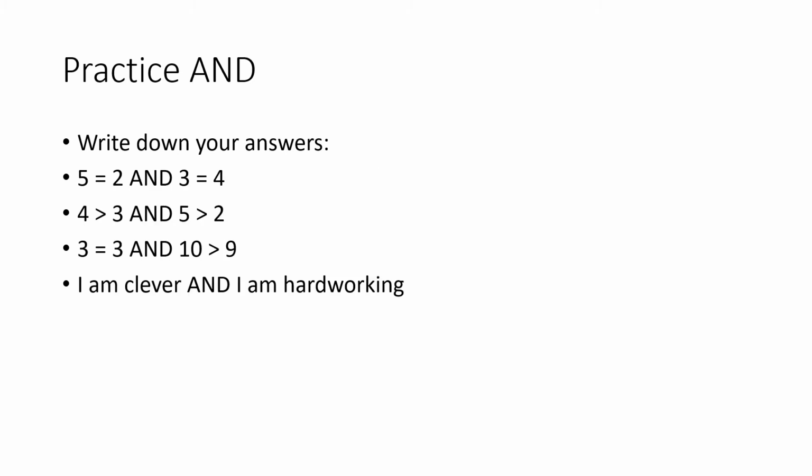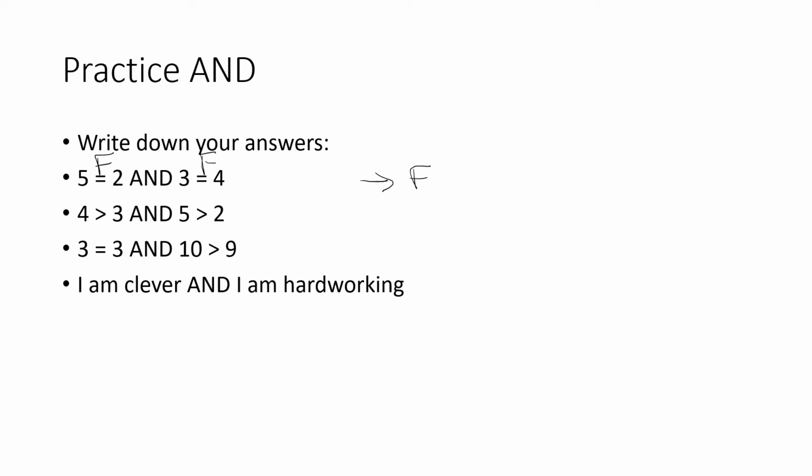Let's practice AND. So as you can see, I've got 2 conditions on either side of the AND. 5 equal to 2 and 3 equal to 4. Those are questions. Is 5 equal to 2? Is 3 equal to 4? The answer is going to be a true or a false, a 1 or a 0. So is 5 equal to 2? No, that is false. Is 3 equal to 4? No, that is false. So a false and a false will give us a false.